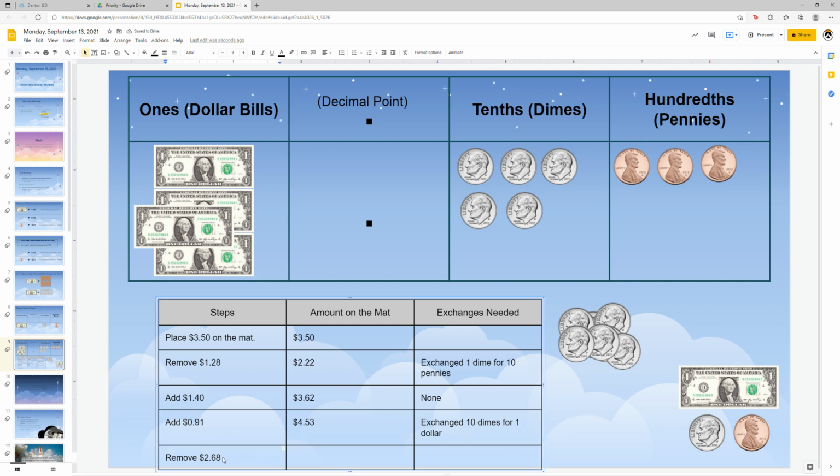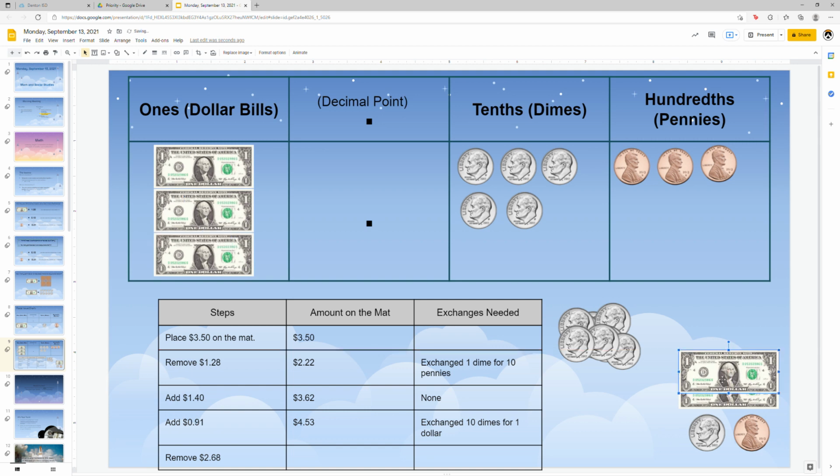And our last step, remove $2.68. So I need to take off 2 of these dollars, 1 and 2, and I need to take away 68 cents. But what problem are we running into now? How many dimes do I have? There's only 5 here that make up 50 cents. If we include the pennies, that's still only 53 cents, but I need to remove 68 cents. So I'm going to have to exchange one of these dollars for dimes again, right?